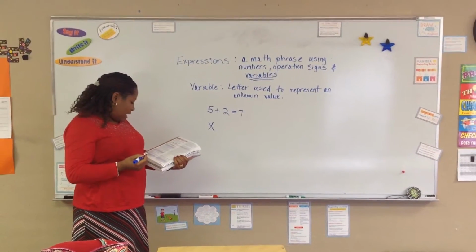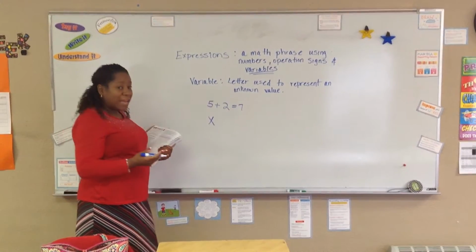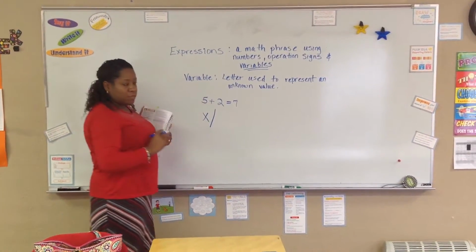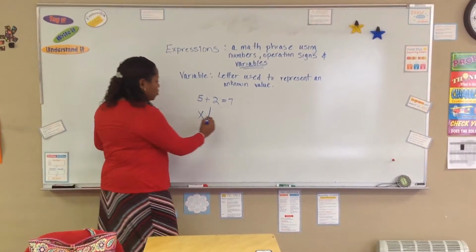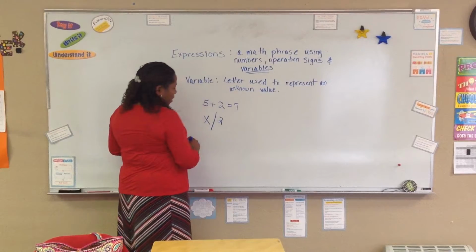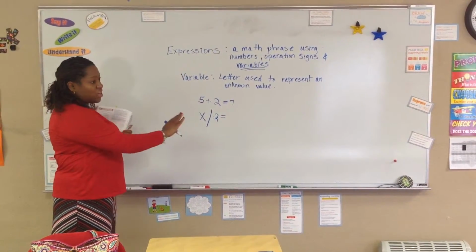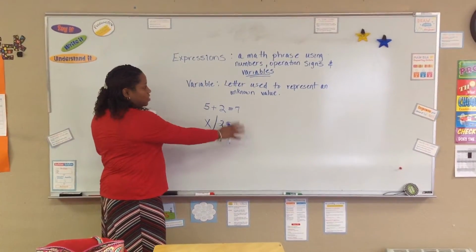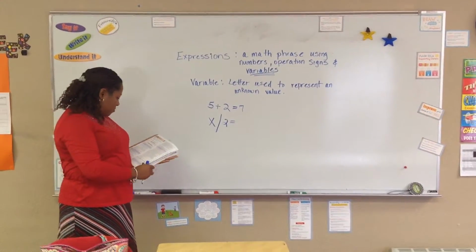When the trail got narrow, the hikers were divided, so we use divided. We're going to use a slash because we don't want to use the division symbol anymore. We're divided into 2. Okay, so we say X divided by 2. That's just the expression. It's not an equation yet because they didn't give us a total, so we don't have to solve it. It's just going to be the expression.